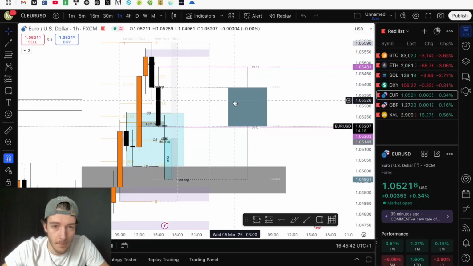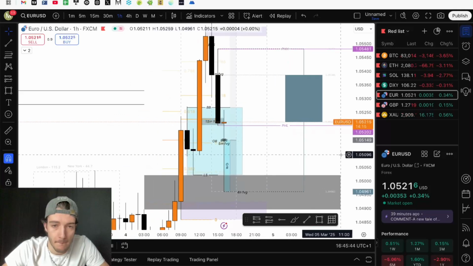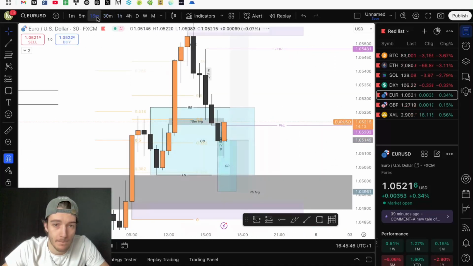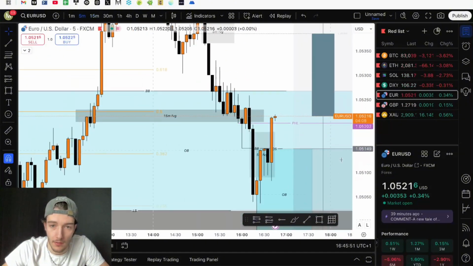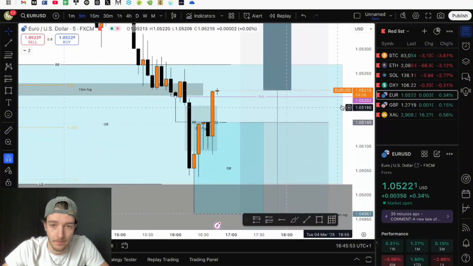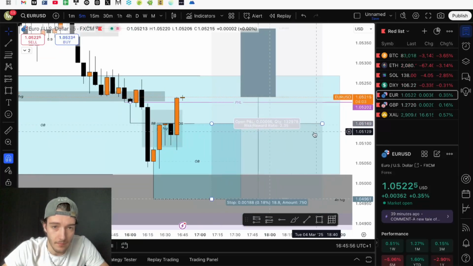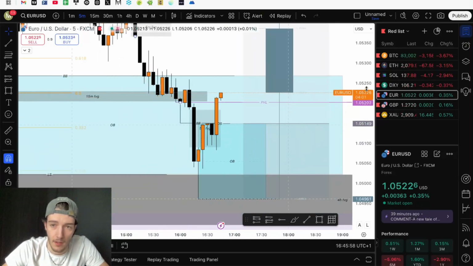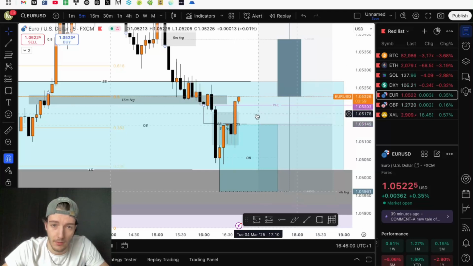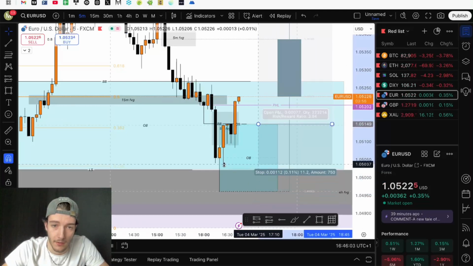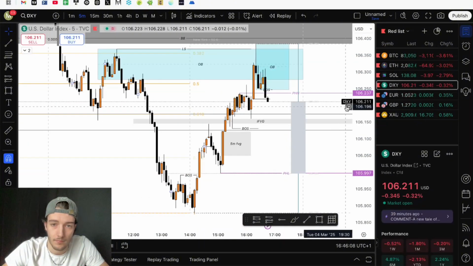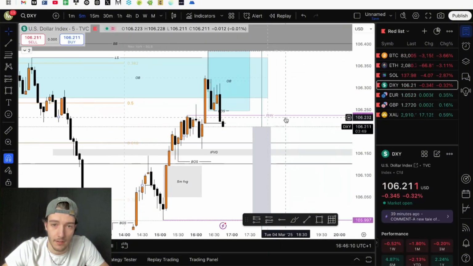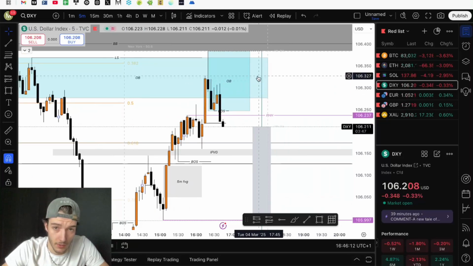I'm gonna wait for retrace into this 5-minute order block here, or if we would form a 5-minute bullish fair gap, a retrace into that, and I can put my stop loss a bit higher here. Dollar is nicely showing a nice rejection off of this area here.